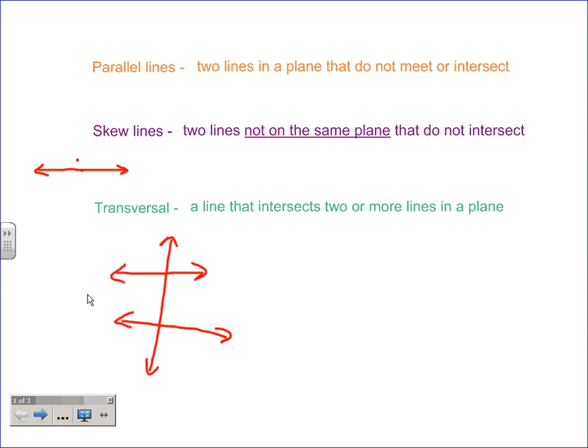Any questions on those three vocabulary terms? All right. Everybody's got them down?